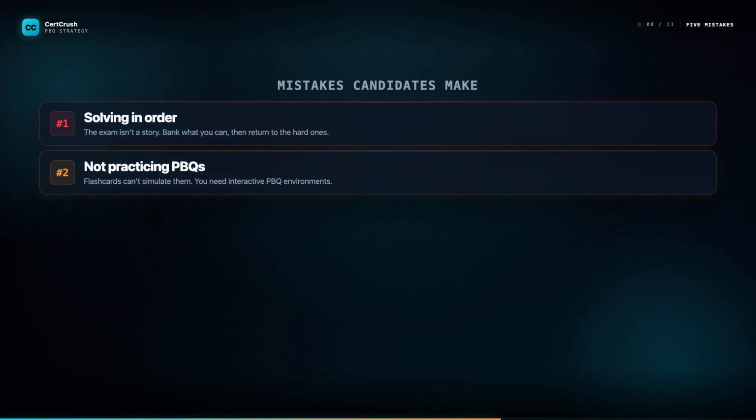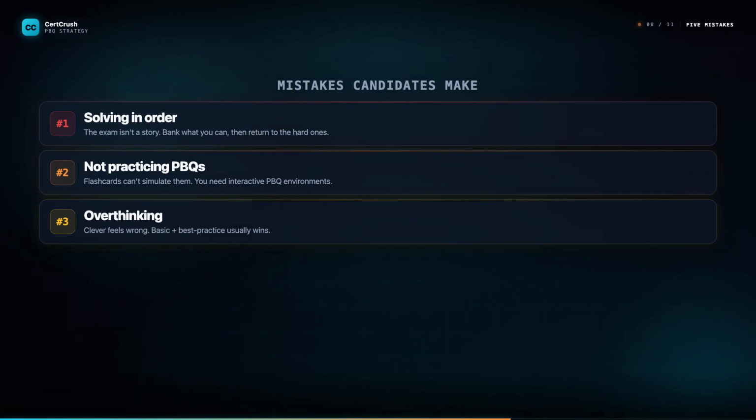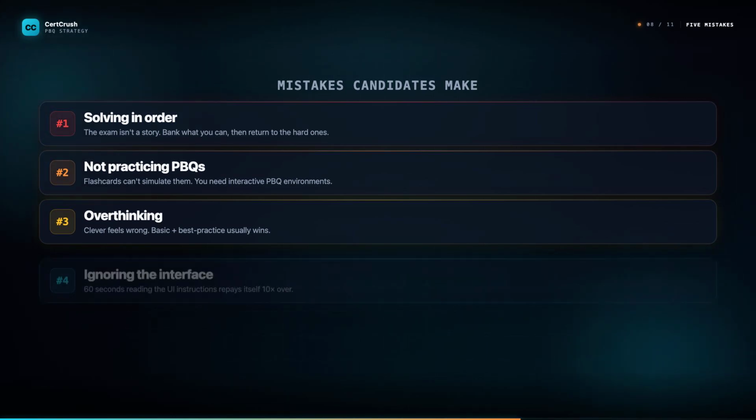Mistake number 3. Overthinking. PBQs on certification exams test job-ready competence, not guru-level edge case mastery. If your answer feels clever, you are probably wrong. If your answer feels basic and aligned with best practice, you are probably right. The exam writers are teaching you to be competent, not creative.